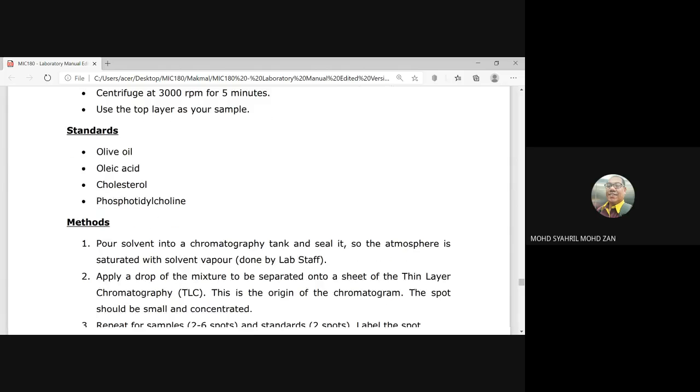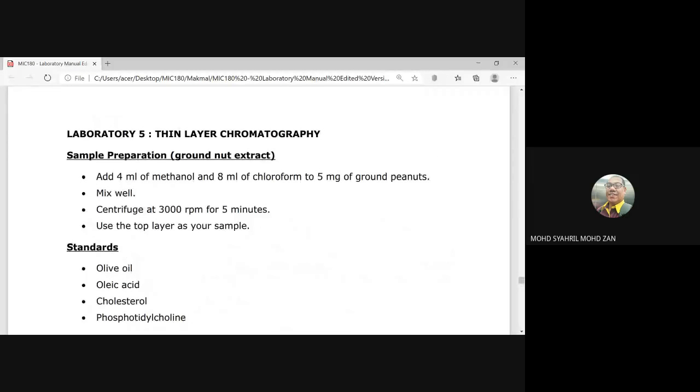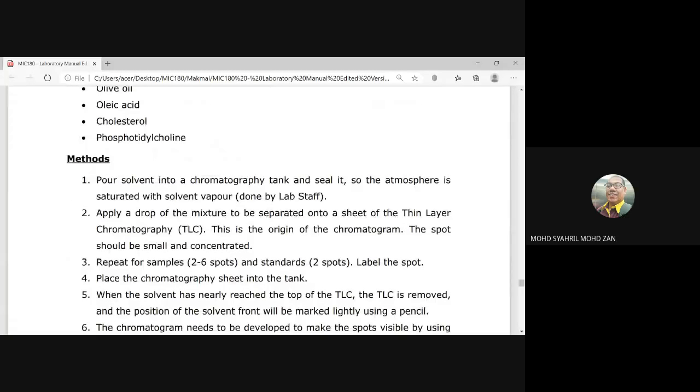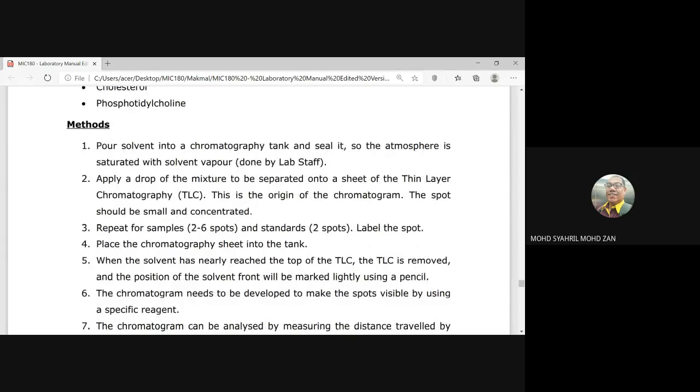Okay, the method that we use today is, first, you have to pour solvent into the chromatography tank and seal it. Pour solvent ni lebih kepada bahan yang volatile lah. So from the experiment, we're using what? We're using chloroform and methanol. So both can be used as a solvent inside the chromatography tank. Okay, so we seal it. So the atmosphere is saturated with solvent vapors. So this one is very dangerous. So it has to be done by the lab assistant, okay, the lab staff, right?